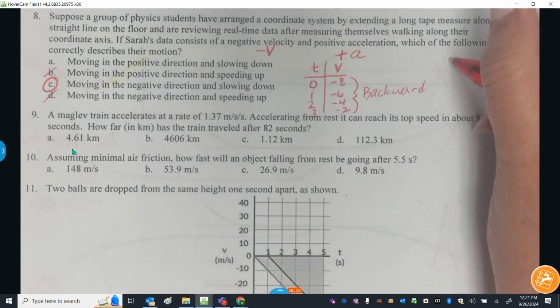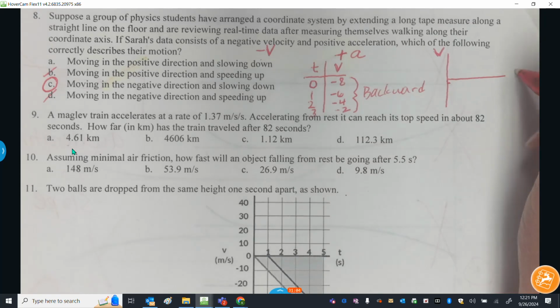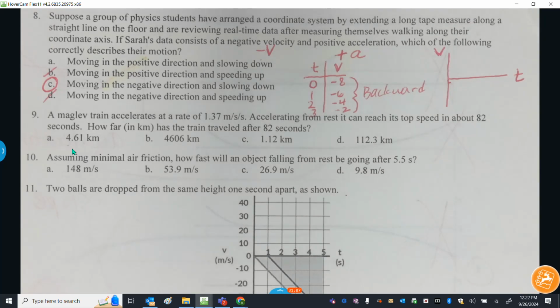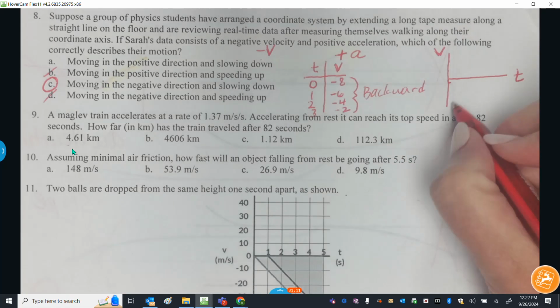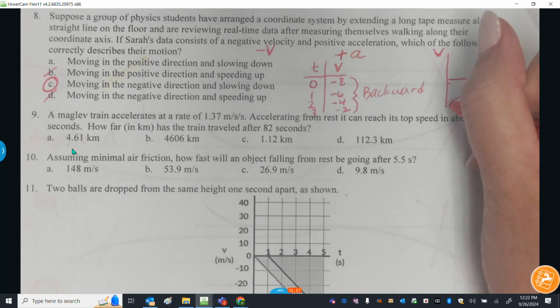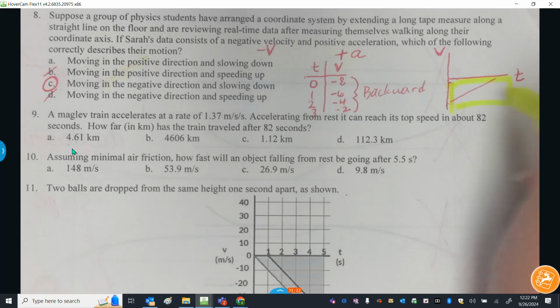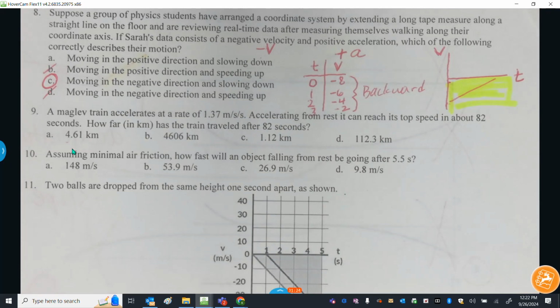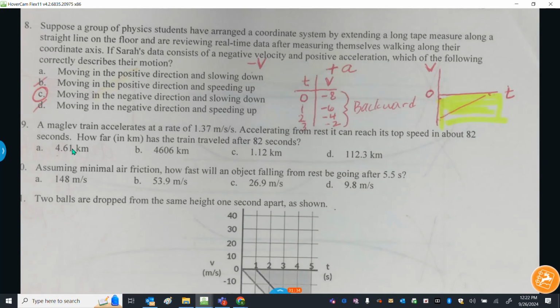Or perhaps it would have been easier for you to visualize it on a graph. You can always sketch a graph out. If you have a VT graph and you wanted to show this scenario, negative velocity, positive acceleration, it would look like this. I have a negative velocity because I am in the negative region of my graph, so I have backward motion here. But the slope of that line is positive, and the slope of my VT graph is my acceleration. And notice it's slowing down because it's getting closer and closer to 0.